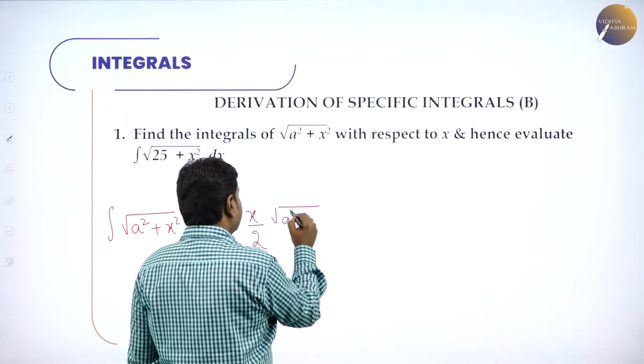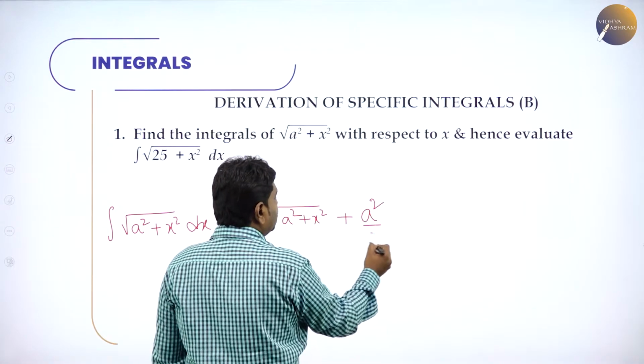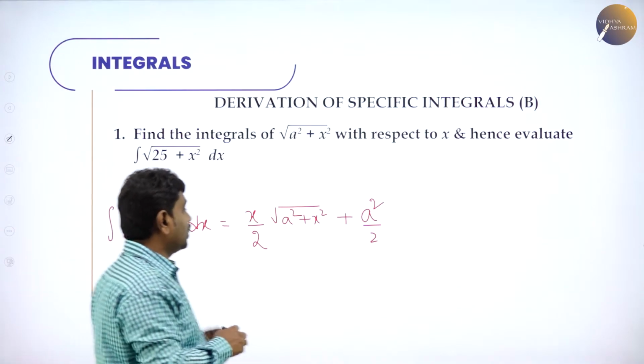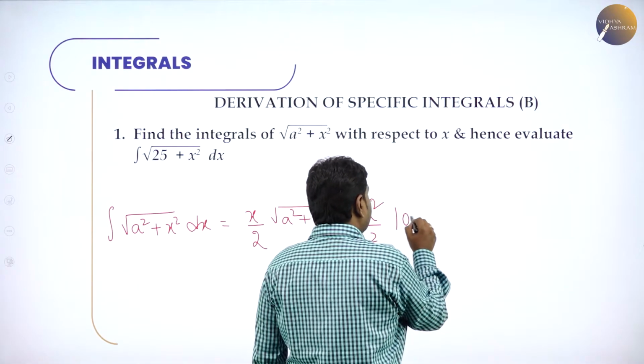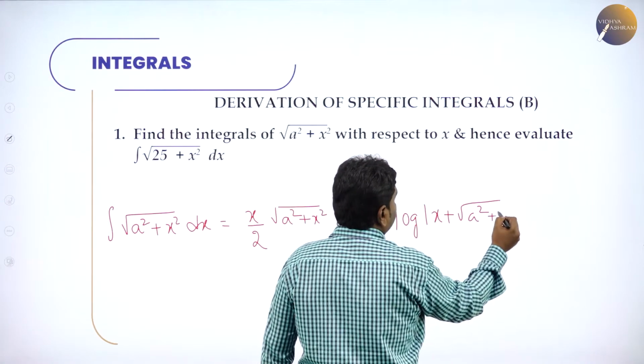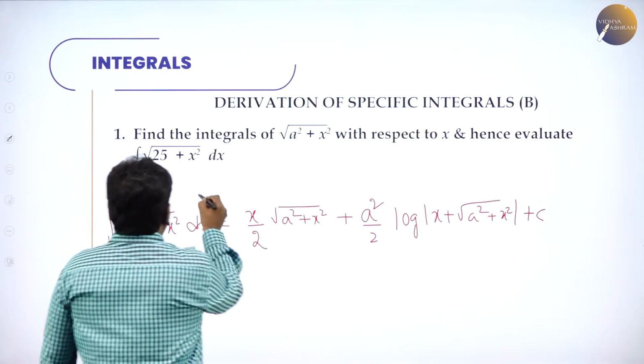x by 2 root of a square plus x square, plus a square by 2 times the reciprocal we derived. For this, the answer is log of mod of x plus root of a square plus x square, plus c. So evaluate means use this formula to solve this question.